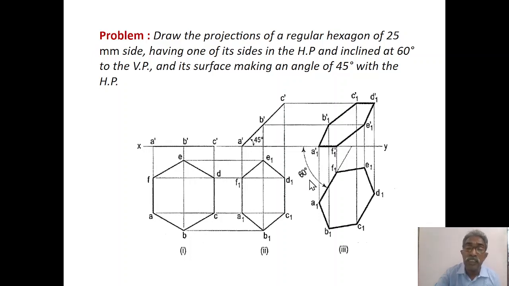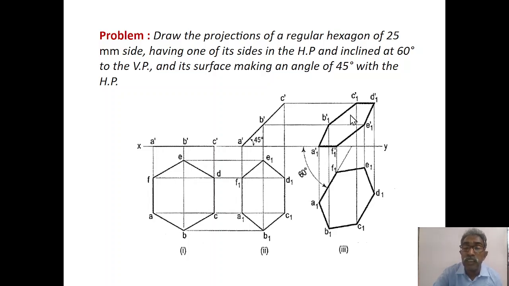This figure is the same as in the second stage, with a line making 60 degrees. Along this one, take A1, F1 and draw the same figure as it is. This is the required top view, where one of the sides of the plane is inclined at an angle of 60 degrees.